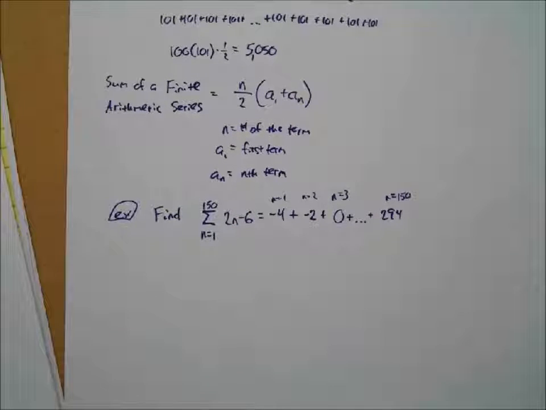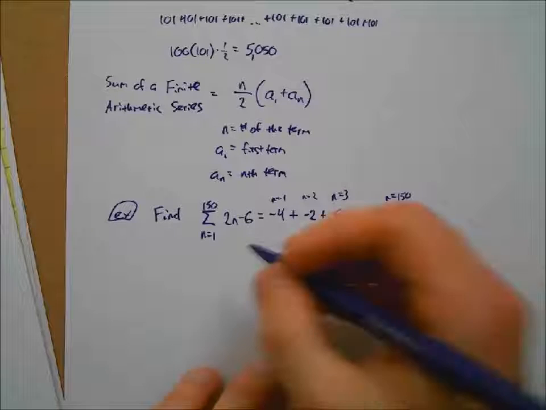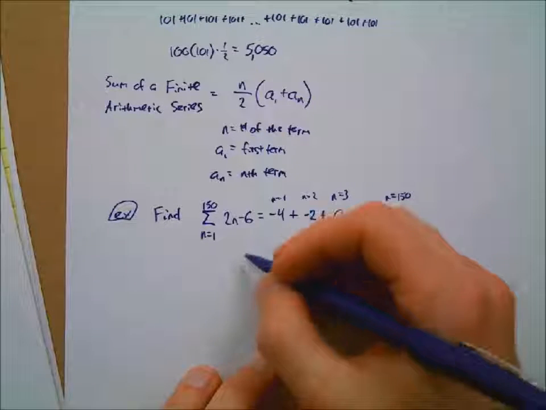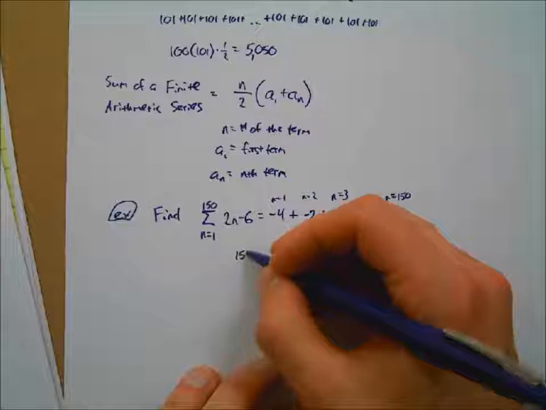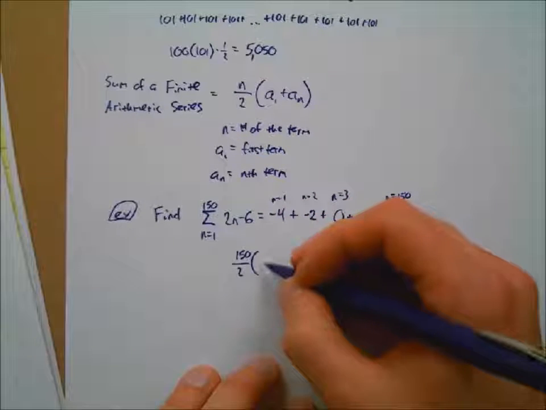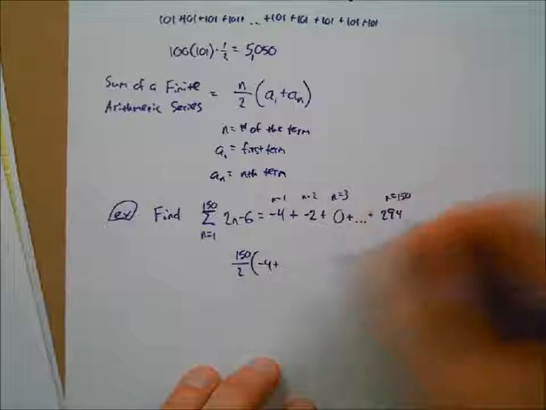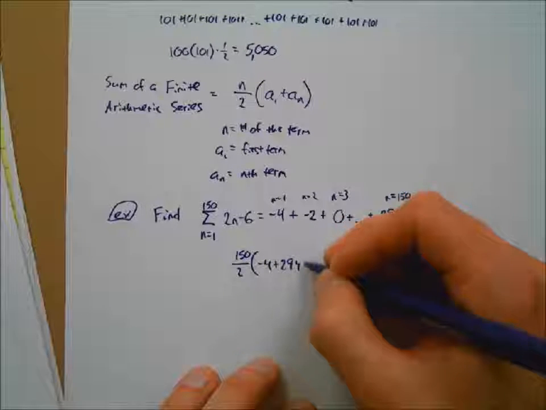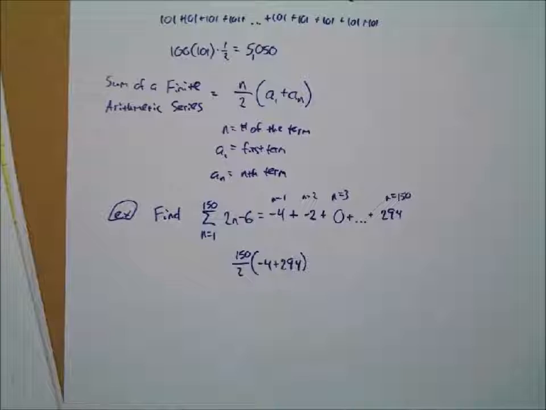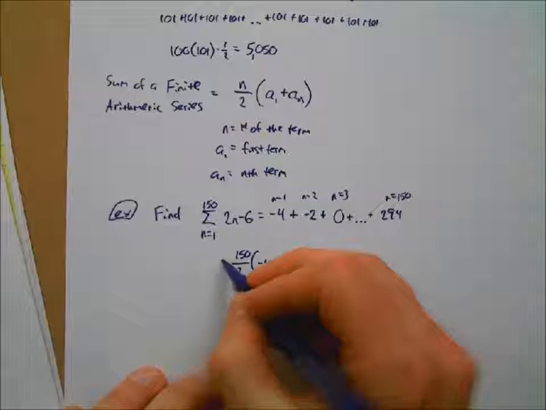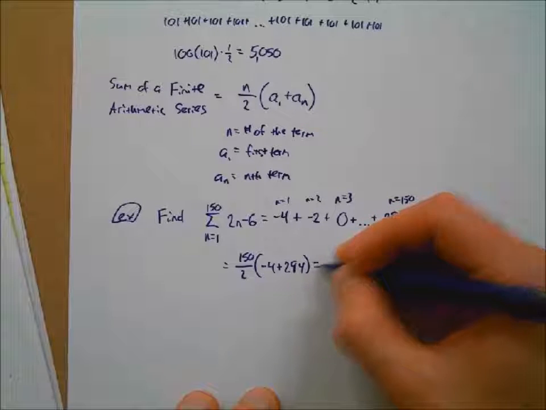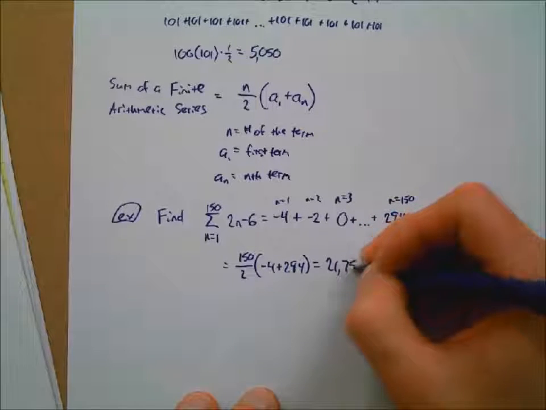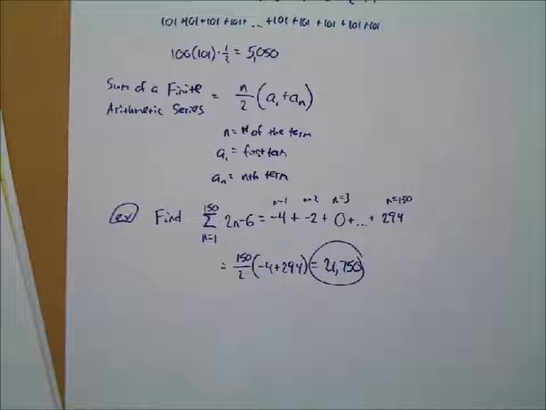And so now to find the sum, we'll just use our sum of a finite series. So we have how many total terms here? It's going to be 150 terms, divided by 2, times the sum of the first term and the last term there. Okay, like so. Which is going to be 21,750 when you multiply it all out.